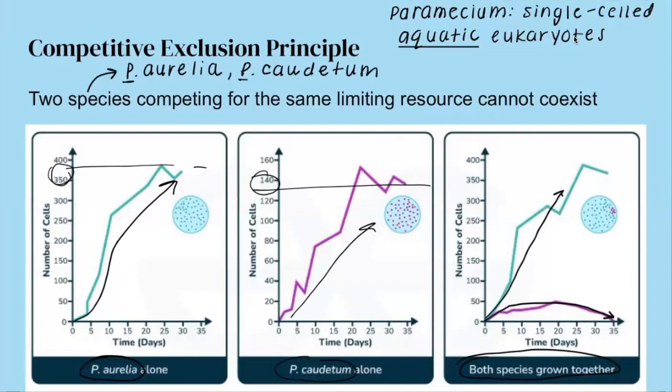So P. aurelia is just a much faster growing organism, faster to reproduce, and it's using up more of the food, not leaving enough for P. caudatum to reproduce. So that P. caudatum ended up completely dying by 35 days. So this is an example of that competitive exclusion principle, where we have two species competing for the same thing, but P. aurelia is a much better competitor, so it wins out in the end.